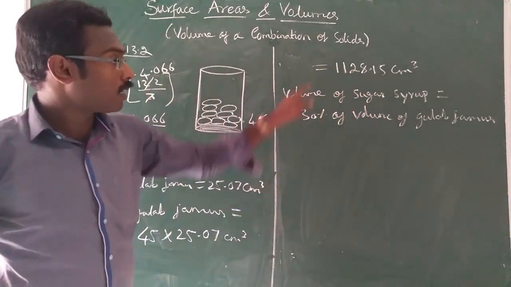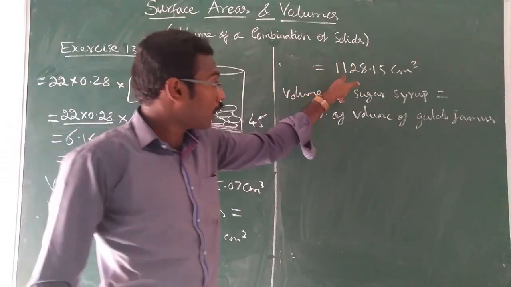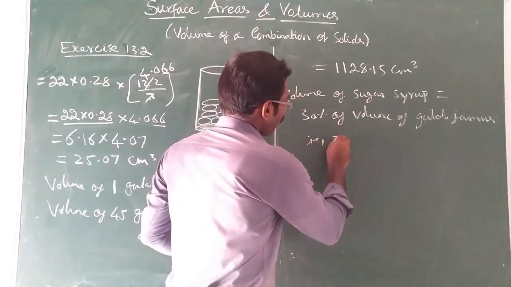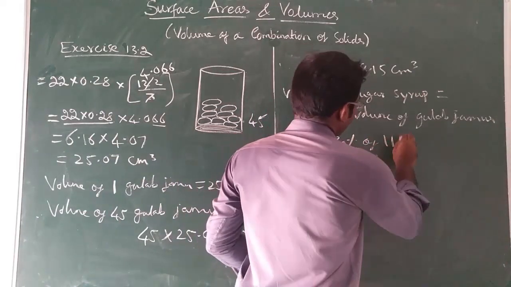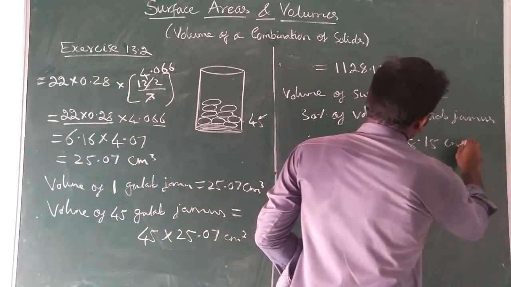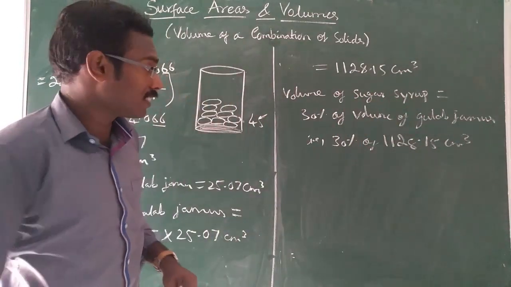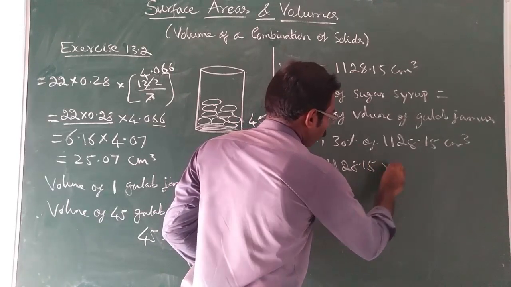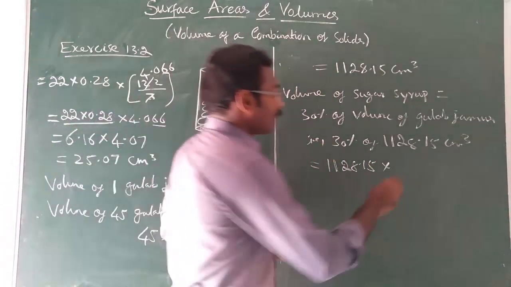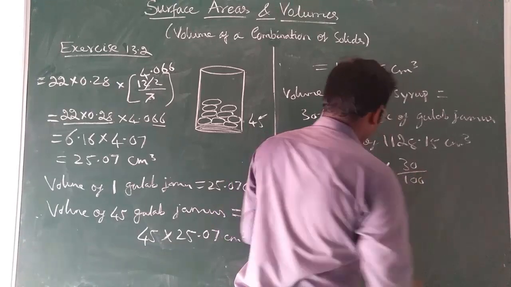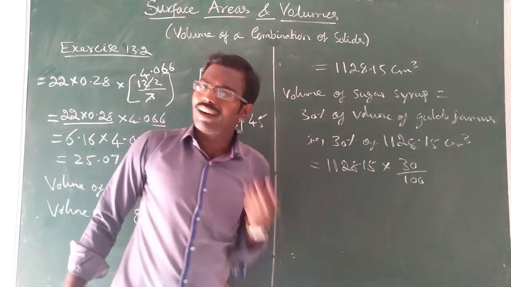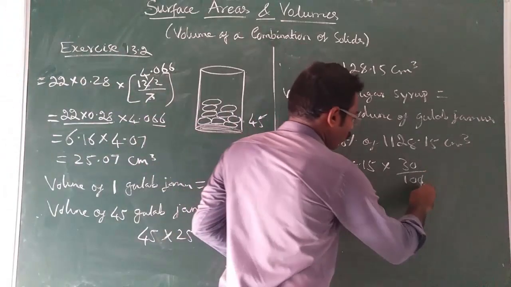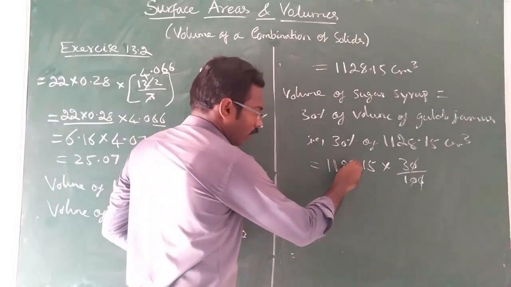Okay. So totally, how much? Totally 45 gulab jamuns. The volume of 45 gulab jamuns is 1128.15. That is 30% of 1128.15 centimeter cube. So when percentage is asked, it's simple. What you do? First write the volume 1128.15 and multiply it by 30 divided by 100. 30%, so multiply it by 30 by 100. 20% means multiply by 20 by 100. Understood or not?